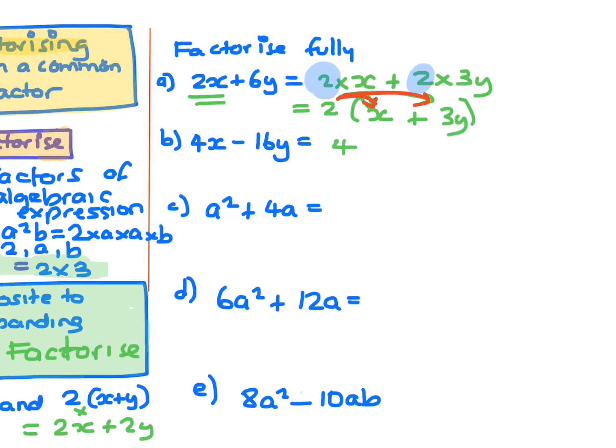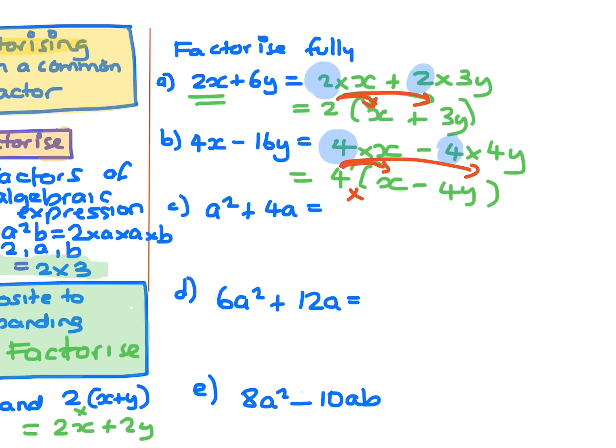Okay, this one, 4 goes into 16, so it's 4 times x minus 4 times 4y. So the thing that's common here is the 4. So that's going to be 4, and 4 times what? 4 times x will give you 4x, and 4 times what? 4 times 4y will give you the 4y.